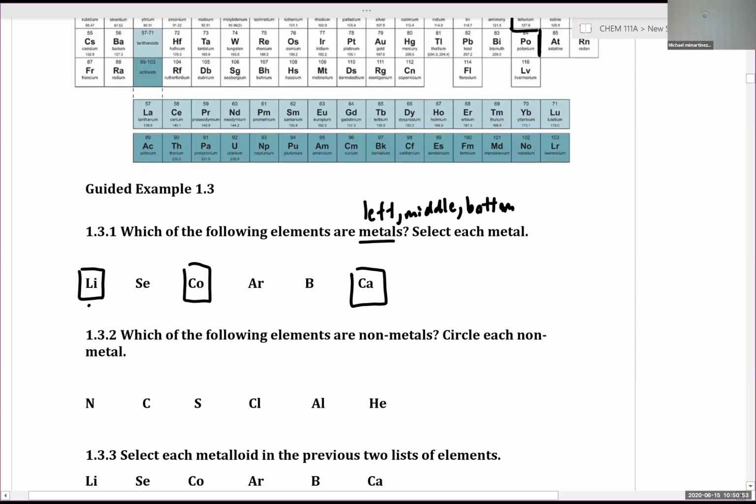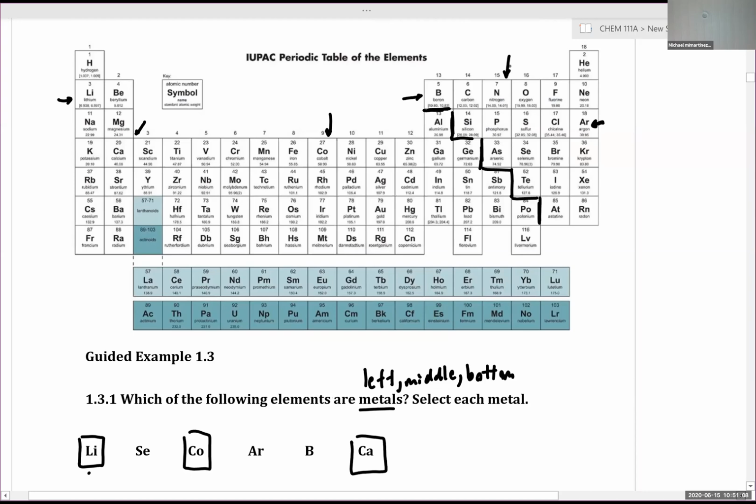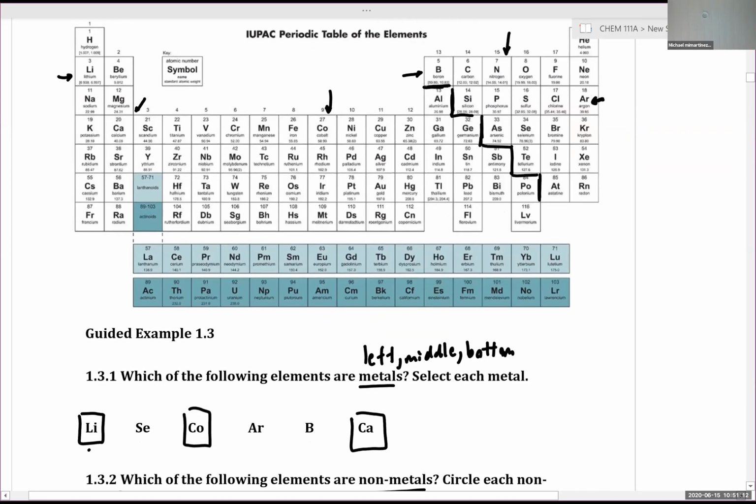Okay, so let's now do this next exercise. Which of the following elements are nonmetals? In terms of nonmetals, let's look at nitrogen, N. Is nitrogen a nonmetal? Yes, so we'll circle it.